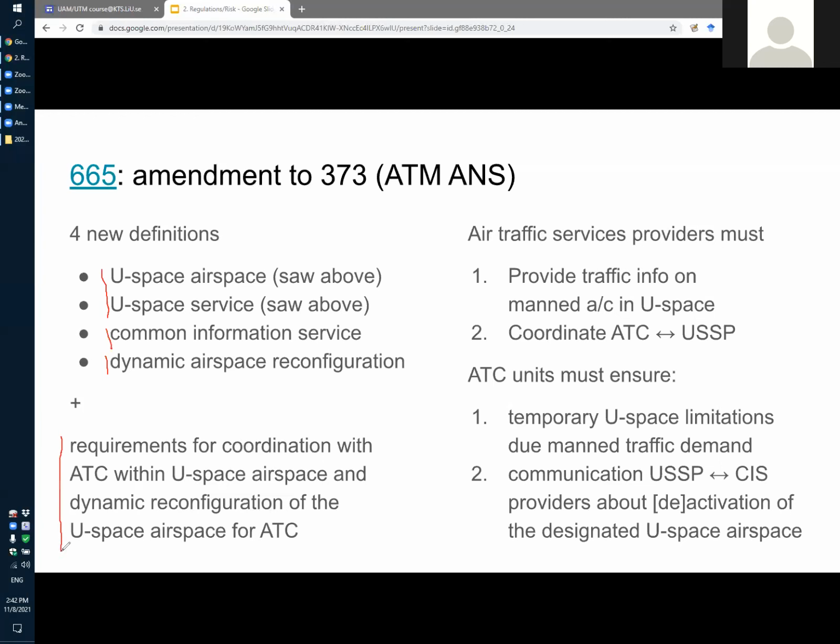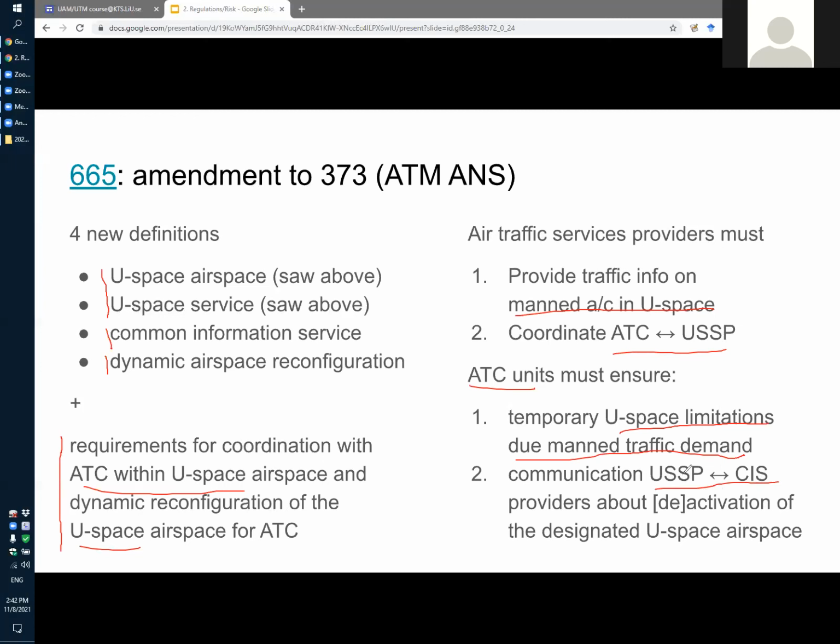So more or less it says, yes, again, you have to coordinate with air traffic control within the U-space and reconfigure the U-space if there is a demand from the manned aircraft coming. So you have to provide traffic info on manned aircraft in U-space. In principle, they are possible, as we know. Well, you have to coordinate between air traffic control and U-space service providers. Because of the manned traffic demand, the U-space may have additional constraints, and air traffic control units should make sure that they're appropriately known and done.